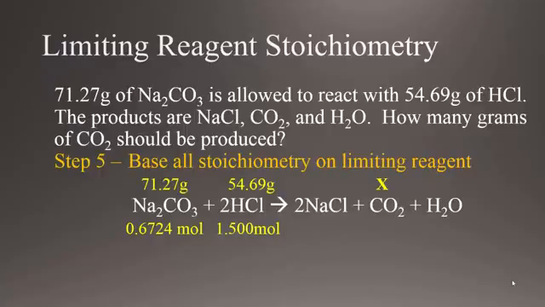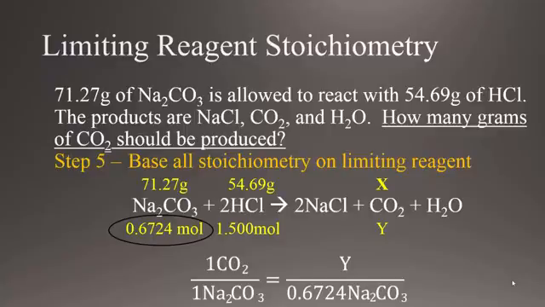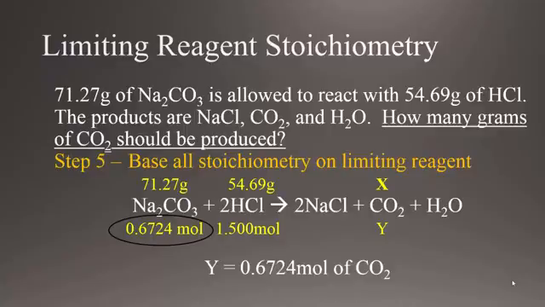That is a stoichiometry problem, and since it's based on the limiting reagent, I'm going to circle that once again to remind myself that that's the limiting reagent. So if I have 0.6724 moles of sodium carbonate, then how many moles of carbon dioxide will I have? Set up my ratio. It's a 1-to-1 ratio. So after cross multiplying and dividing, I realize I'm going to have 0.6724 moles of carbon dioxide.